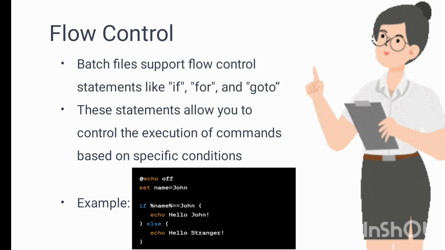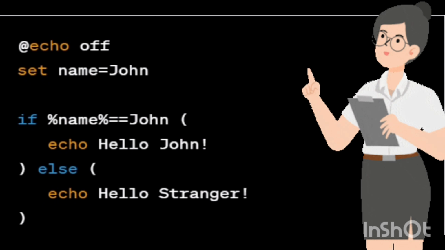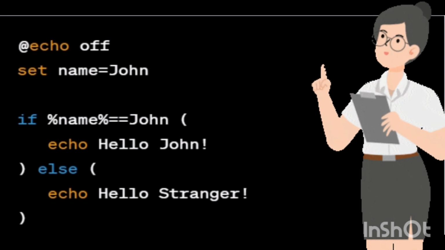Flow control statements in batch files allow us to control the execution of commands based on specific conditions. Statements like if, for, and goto help us make decisions and execute different commands accordingly. For instance, consider the code @echo off followed by set and then an if statement. In this example, we test if the value of the name variable is John. If it is, we display the message hello John. Otherwise, we display hello stranger. This flow control mechanism allows us to create conditional logic within the batch files.